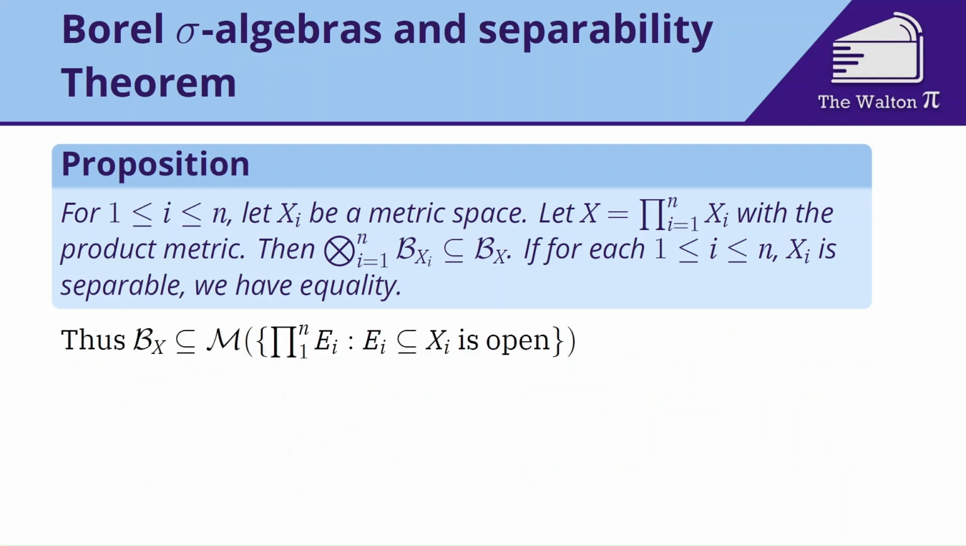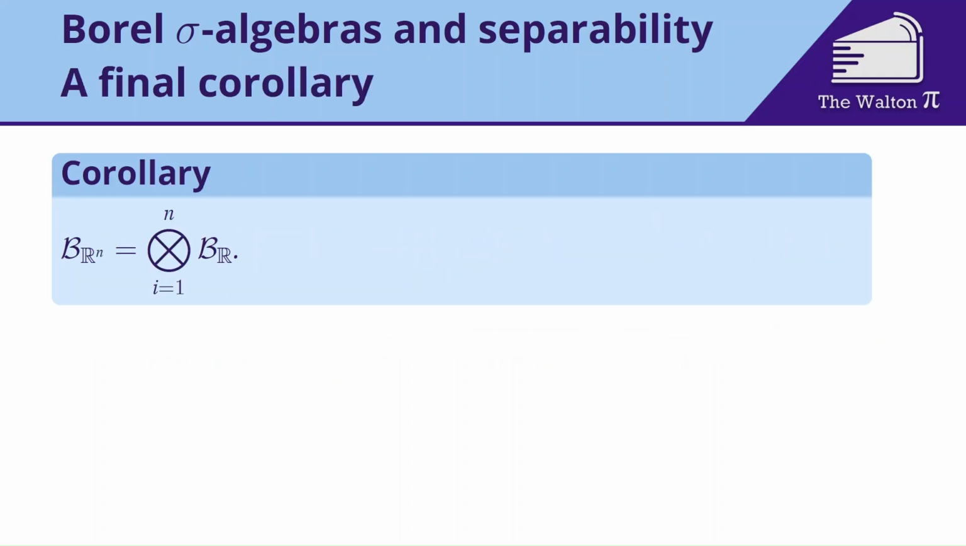Okay, so that tells us that the Borel sigma-algebra on X is going to be a subset of the sigma-algebra generated by the product of open sets, because those cubes are exactly some of those products of open sets. And that's a subset of the product of our Borel sigma-algebras on each Xi, which is going to be a subset of the Borel sigma-algebra on X, so we have equality in the separable case.